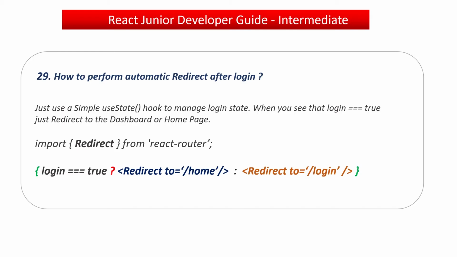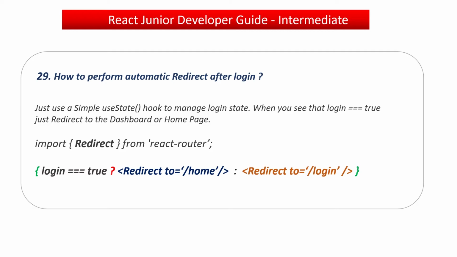Now let's check how to perform automatic redirect after login. So after you log in, how can you redirect from one page to another page automatically in a programmatic way? Just use a simple useState hook to manage the login state. It just says whether it is logged in or not, and if it is true, it will redirect to the home page. If it is not true, it stays on the login page. This is a simple dashboard concept. So this is very simple.